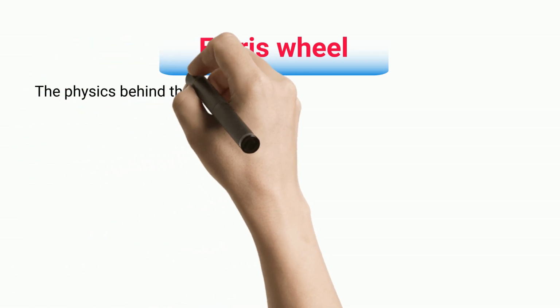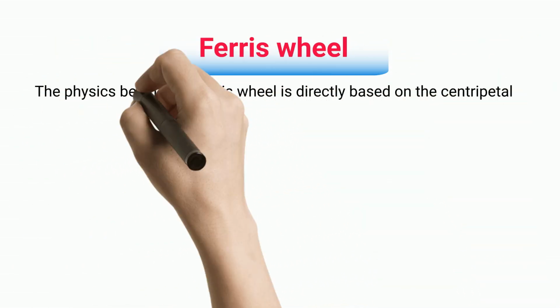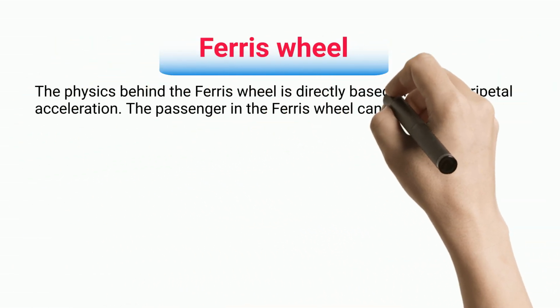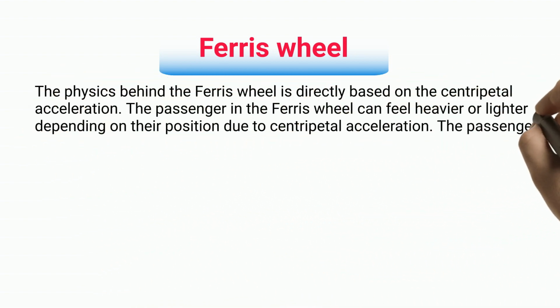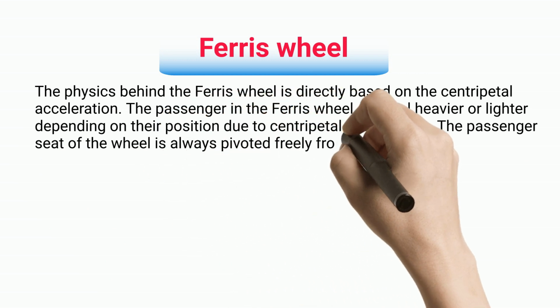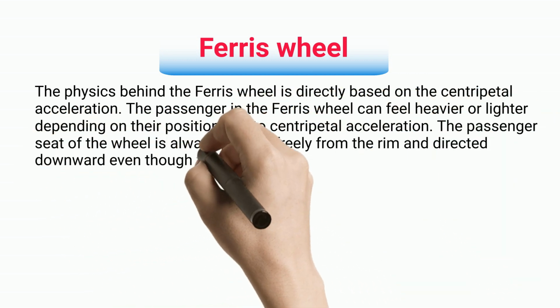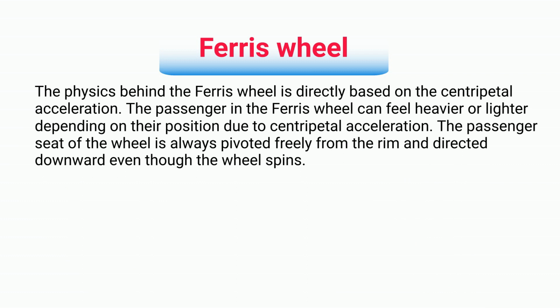Ferris wheel. The physics behind the Ferris wheel is directly based on the centripetal acceleration. The passenger in the Ferris wheel can feel heavier or lighter depending on their position due to centripetal acceleration. The passenger seat of the wheel is always pivoted freely from the rim and directed downward even though the wheel spins.